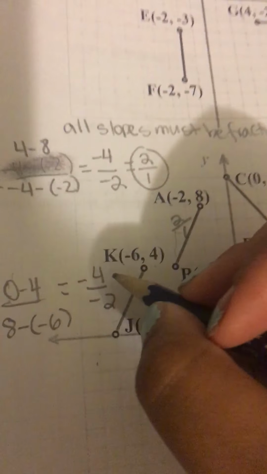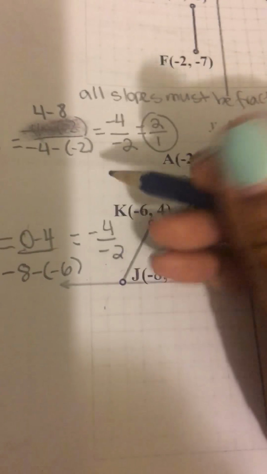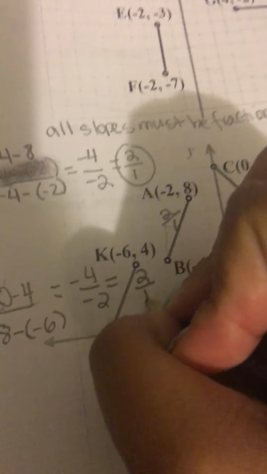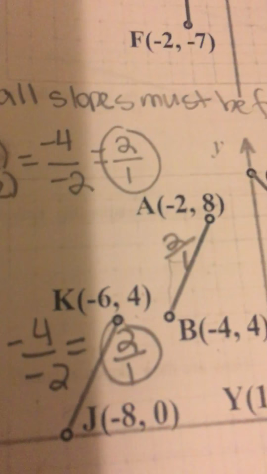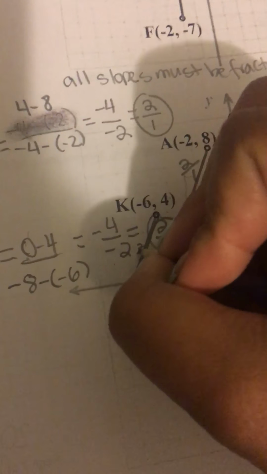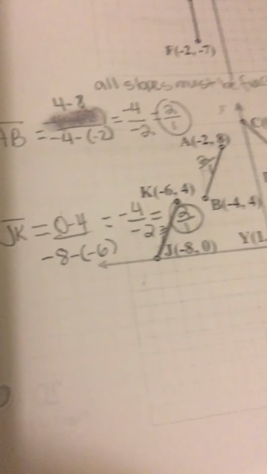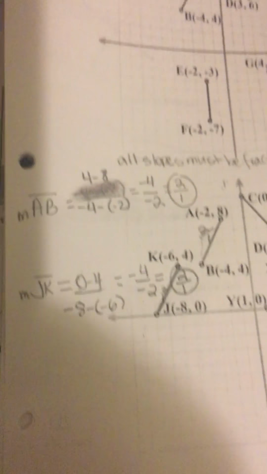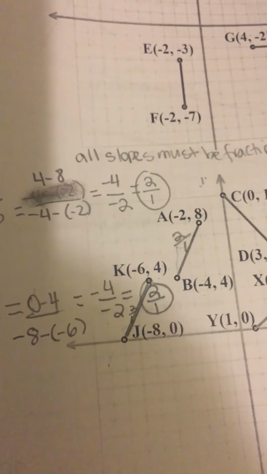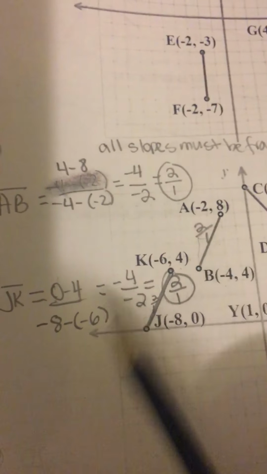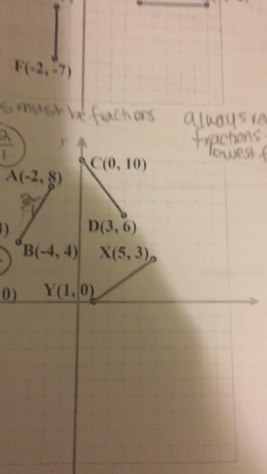So when we divide this, a negative divided by a negative is a positive, and then 4 divided by 2 is 2. But remember, all of our slopes have to be as fractions. So that means that JK has a slope of 2/1. So this has a slope of 2/1, this has a slope of 2/1. What kind of lines do they look like? And what does the fact that both of these slopes have the same value mean about these 2 lines? That's what you're going to explore over the next few pages.